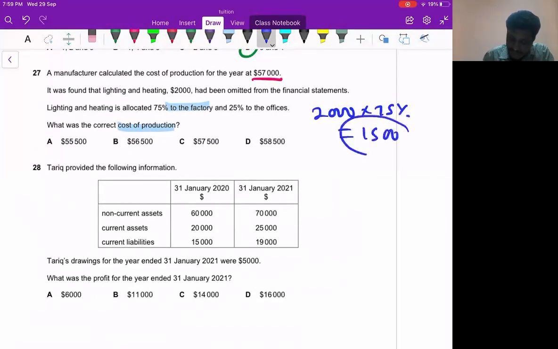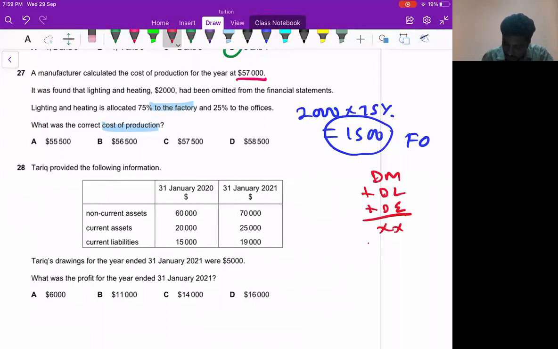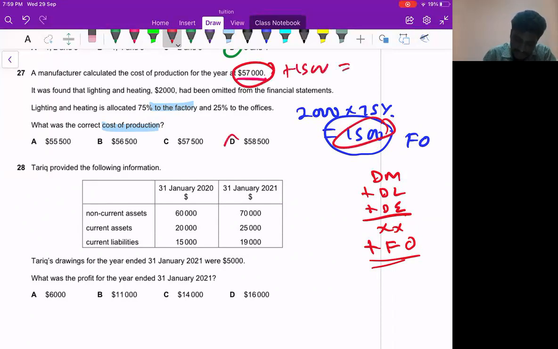But wait, this 1,500 is factory overhead, right? It's one of the factory overheads that you forgot to record. My question is, before you think of the answer, factory overhead, do you plus or minus? Plus. Do you remember the formula? Direct material plus direct labor plus direct expenses, you get the prime cost. Prime cost plus factory overhead. So you need to add 57,000 plus 1,500. I get 58,500. Understand now?